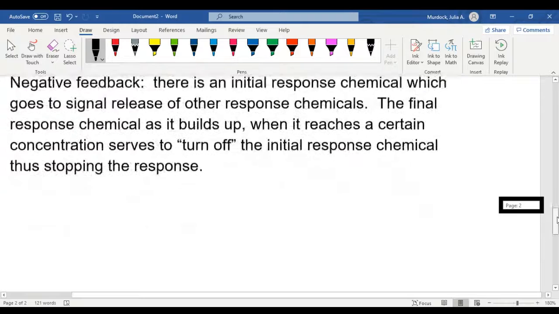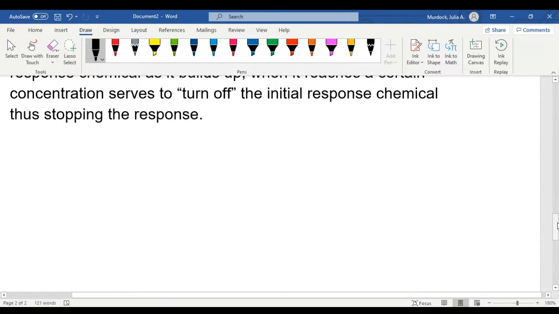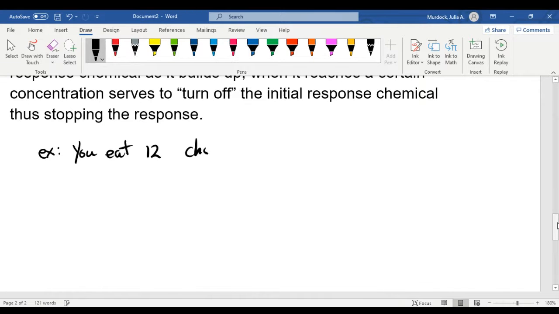So let me just give you an example, and then you tell me how it would finish. Example. You eat 12 chocolate donuts. What's going to happen? First, second, third, fourth. Think about it in your mind for a minute. What is the feedback pathway that's going to happen here?